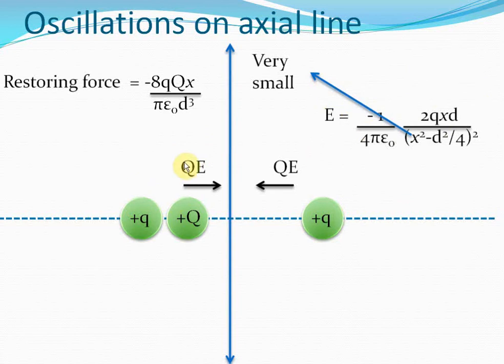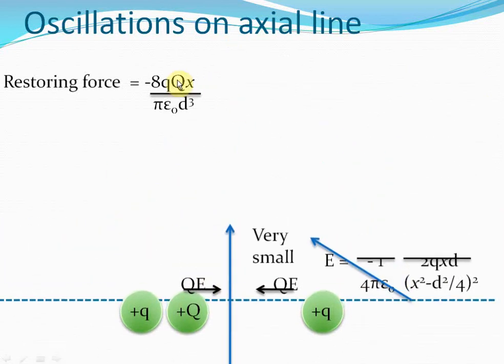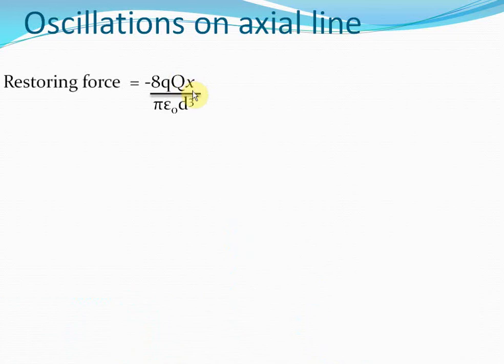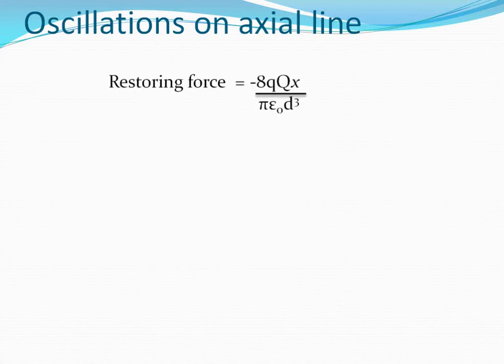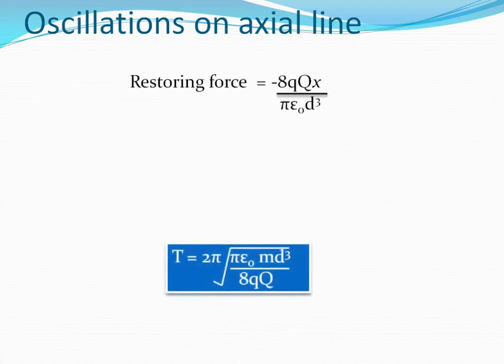Now this restoring force is proportional to x, isn't it? And since the force is proportional to x, the oscillation in this case will be simple harmonic, isn't it? This oscillation will be simple harmonic for small values of x, that is when the charge plus Q is displaced only by a small distance on the right or the left of the origin. We can calculate the time period because of this simple harmonic motion using our usual formula. Remember, time period is 2 pi by omega if the acceleration in simple harmonic motion is minus omega square x.